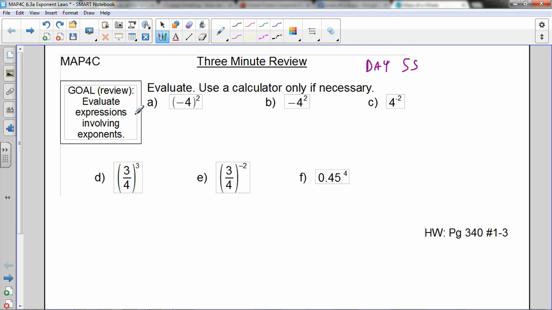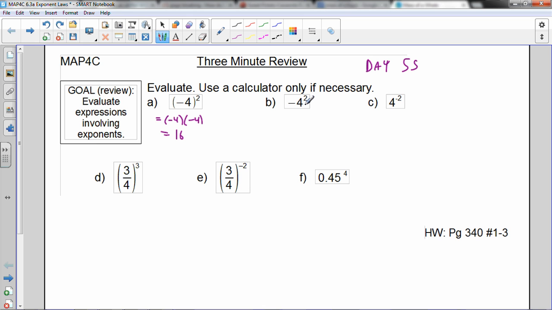Evaluate expressions involving exponents, and we're starting off real slow here. Use a calculator only if necessary. Hopefully, this first part you can do without. (-4) squared means -4 times itself, right? -4 times -4 is positive 16. Negative times a negative is a positive.